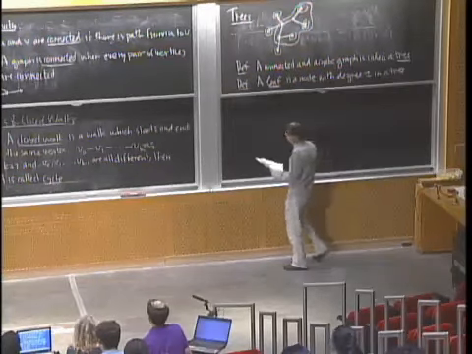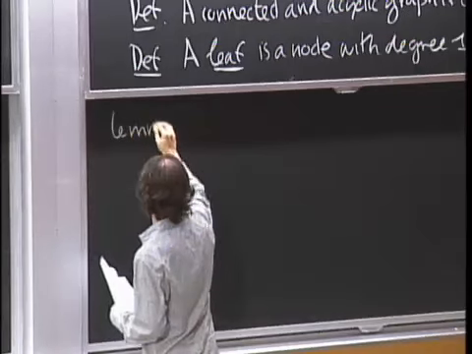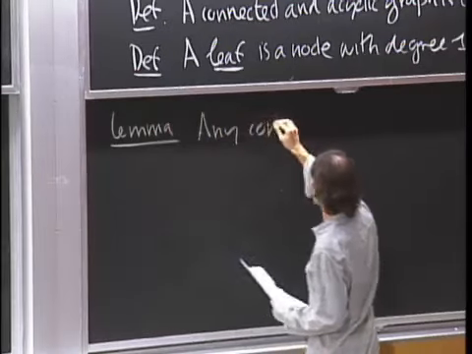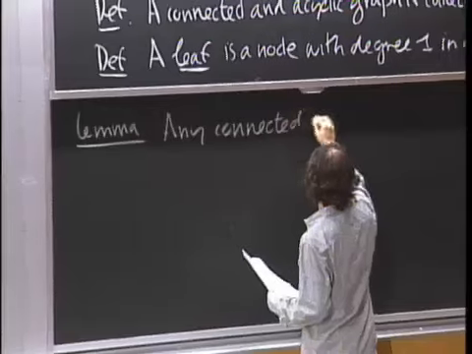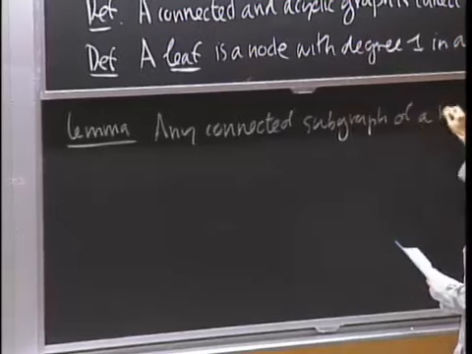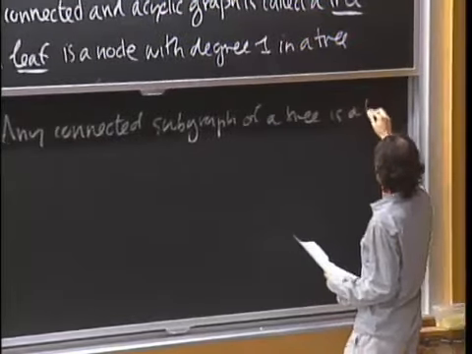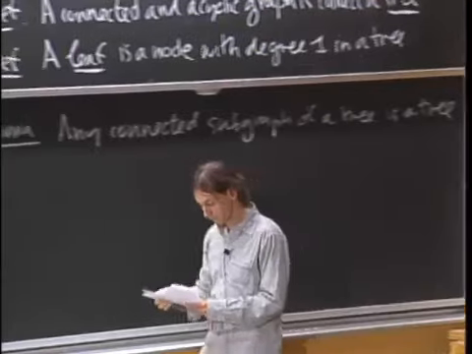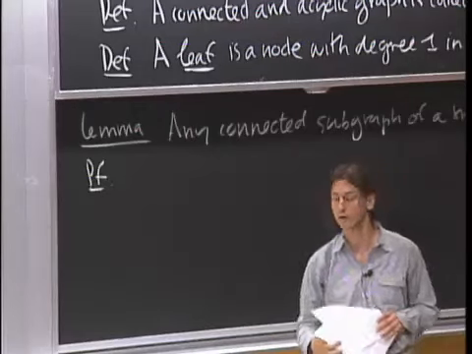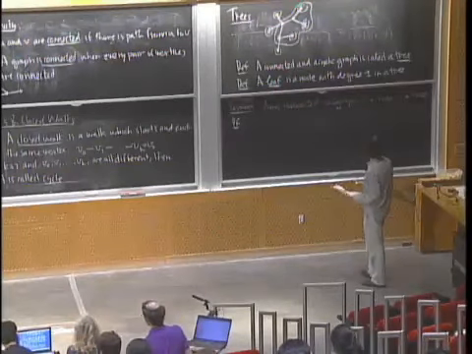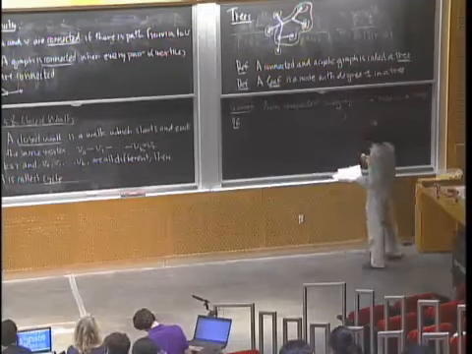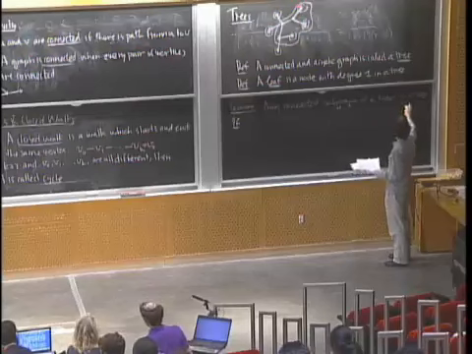So this lemma we'll actually use later on. Any connected subgraph of a tree is a tree. And the proof, well, how can we start out a proof? Any suggestions? So let's have a look here. So how may I think about this? Well, I may take a connected subgraph of a tree, and I want to show that it is a tree.